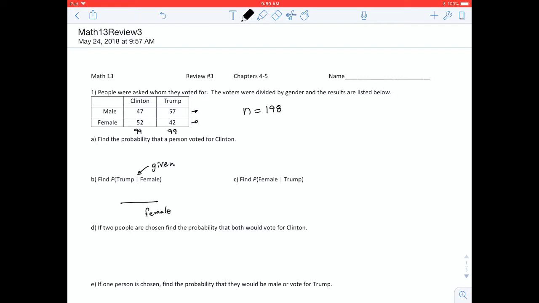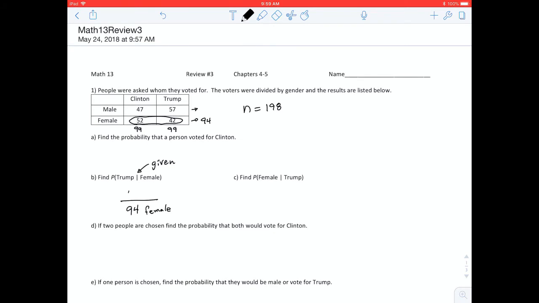So how many were female? This row right here is 94. So it's narrowed down to 94 people. Then out of these 94 females, how many voted for Trump? 42. So divide it, get the decimal, and you're done. And please use 3 decimal places.